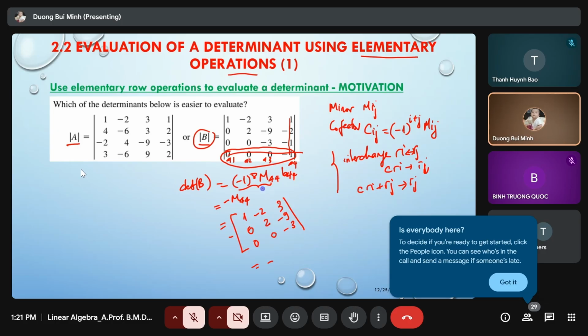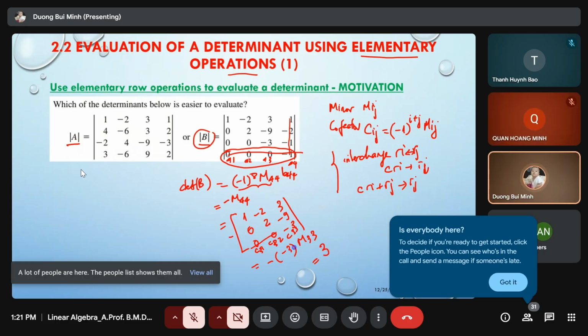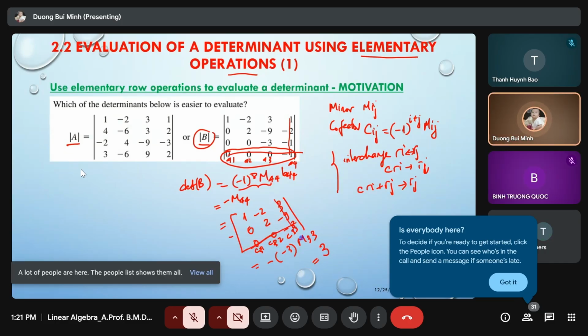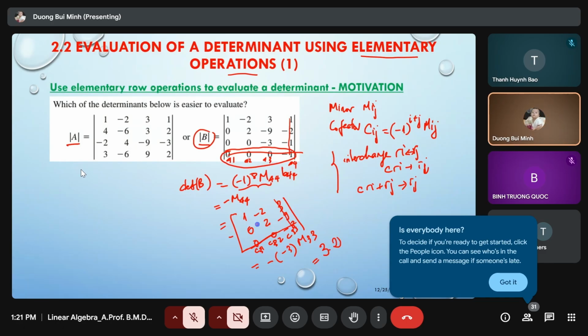And then we can select this one. For example, this is C_33, so you get minus 3 times C_33, and C_33 is M_33 because minus 1 to the power of 6 is 1. So minus and minus, you get 3 times M_33. We delete this row and this column, so you get times 2. So the determinant is 6.